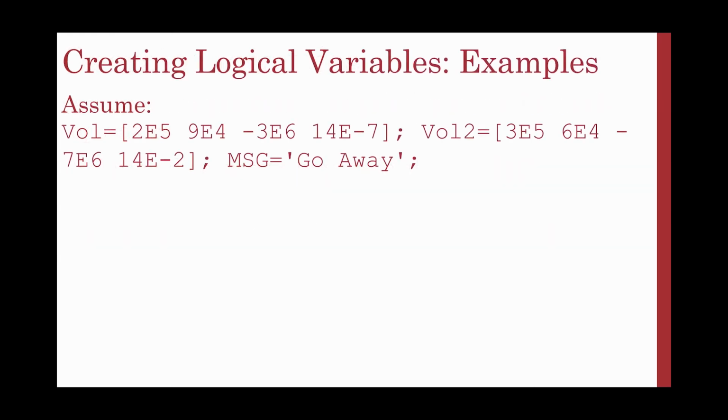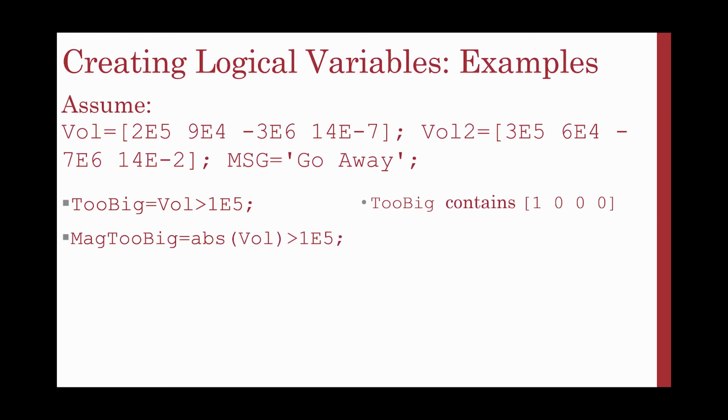So let's look at this example. We have some variables defined in MATLAB already. If I say tooBig equals volume greater than 1e5, it's going to go through volume and find every instance that is greater than 1e5. If I say magTooBig is the absolute value of volume greater than 1e5, it's going to go back through volume and look for things that have a magnitude greater than 1e5.